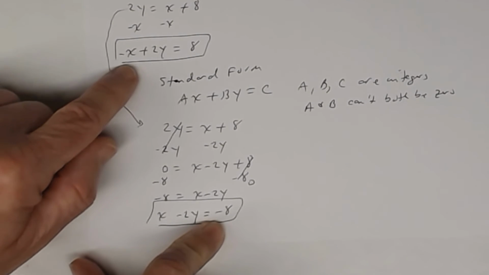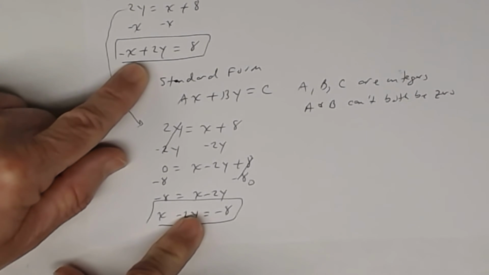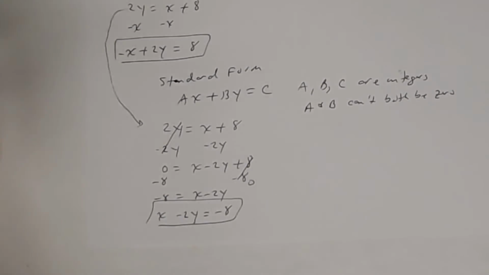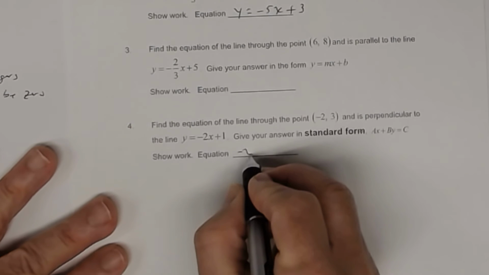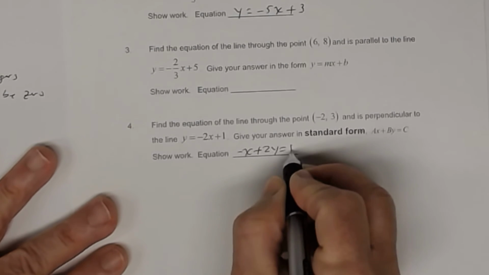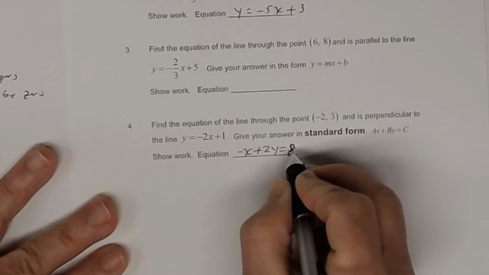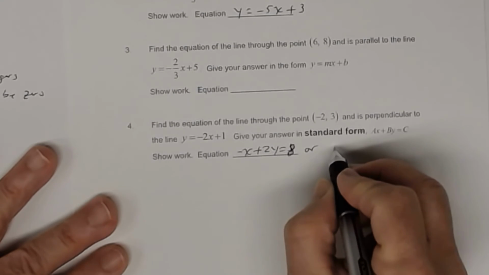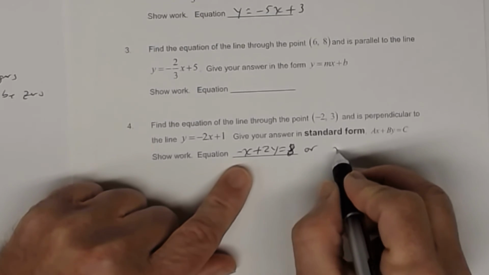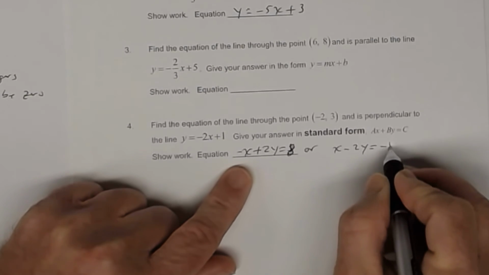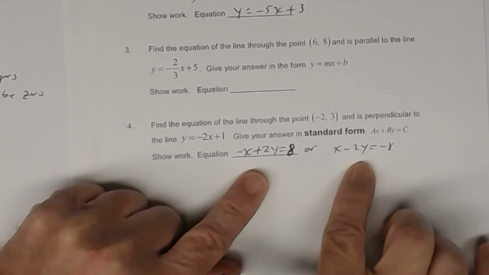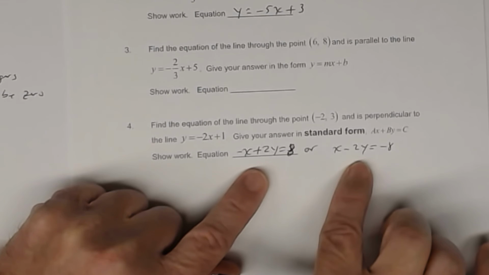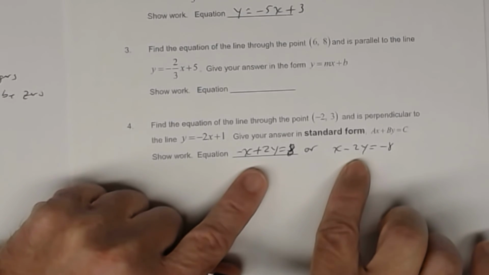All right, so some of you would have gotten this, some of you would have gotten this. It does not matter. The point is this: it is important to notice that if some of you said this, or some of you said this, just change the signs. x minus 2y equals negative 8. Those are the same graph. They're the same graph, okay? You get the same graph, the same equation. They're equivalent because the graphs are the same.